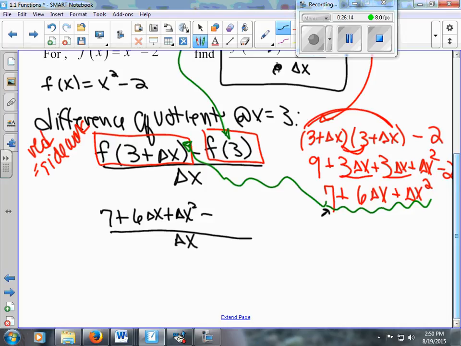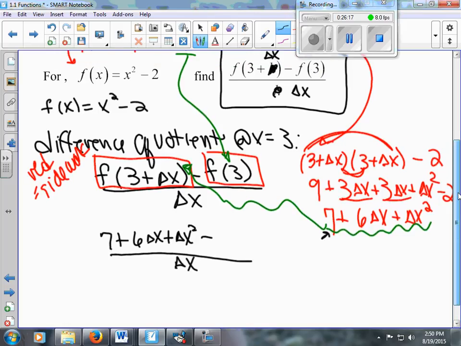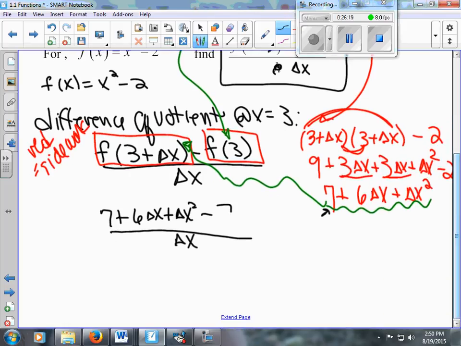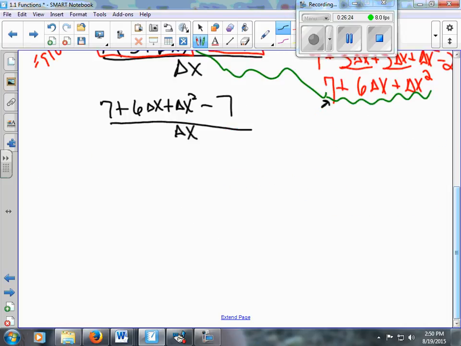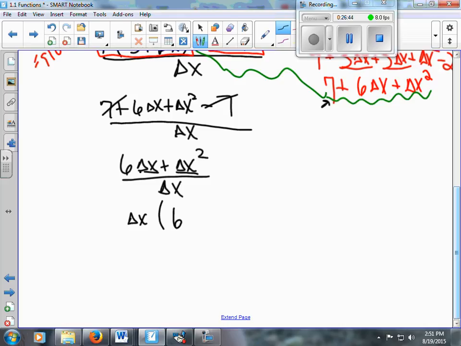And then I'm going to subtract f of 3. That was a number. I did that earlier. That was 7. Now this is going to simplify, and if you did your side work correctly, it will simplify every time. See the 7s? They canceled. So I have 6 delta x plus delta x squared over delta x. Interesting. There's a lot of delta x's there. That delta x is a common factor. It will factor out. Then in the numerator, I have 6 plus delta x left. And notice now these will cancel.